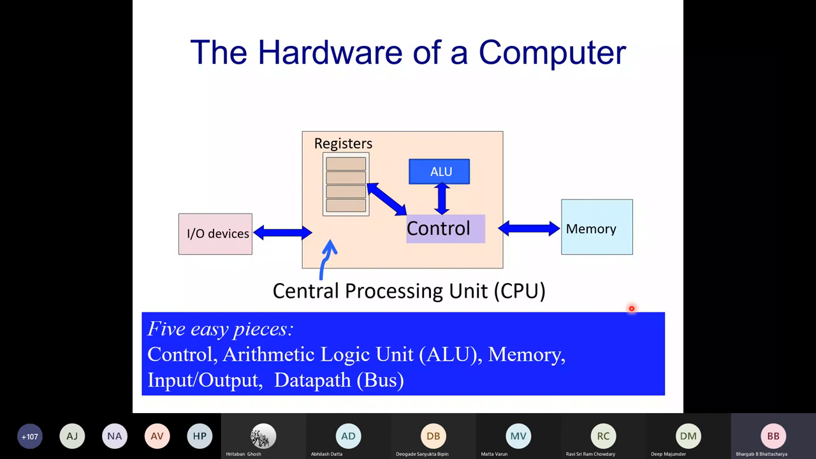Nothing else. So in computer organization, we would see how these components, the control, arithmetic logic unit, memory, input-output, and data paths can be designed, and how they can be interconnected in such a way that these billions of transistors would work very nicely in a synchronous way.